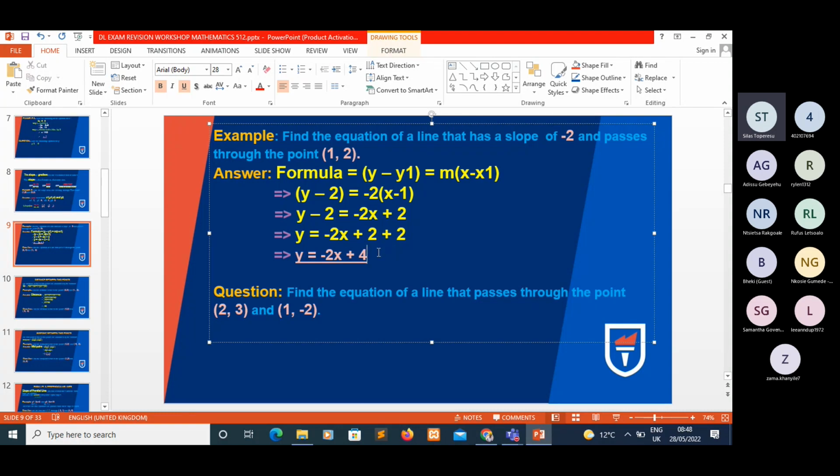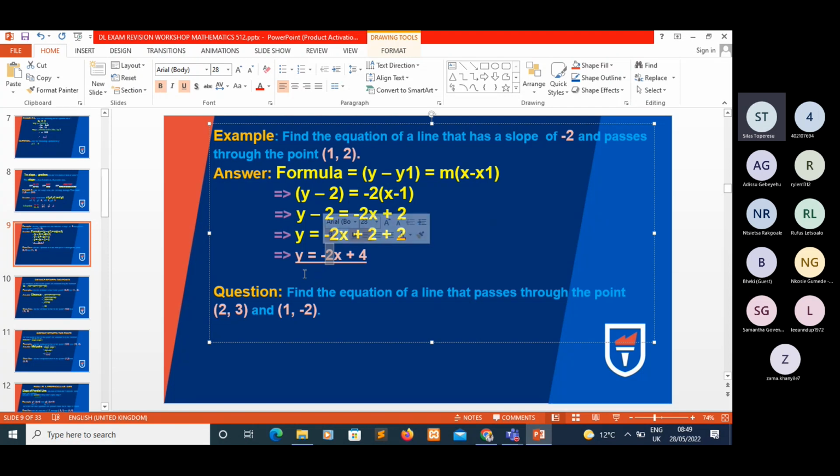Okay, so in this equation, let me just pause for a second. I'm posing a question. Did you see that my equation is now in the form of y? If I give you this equation and ask you to give me the slope, do you see how you can pick the slope from this equation?